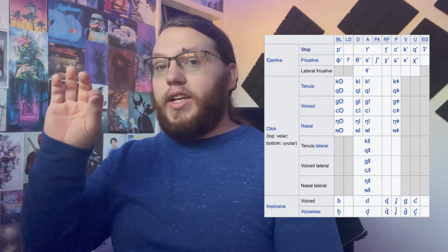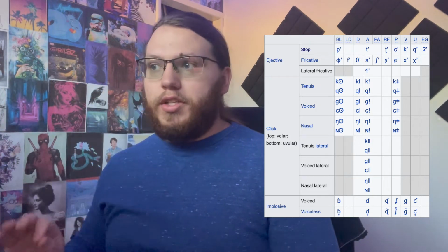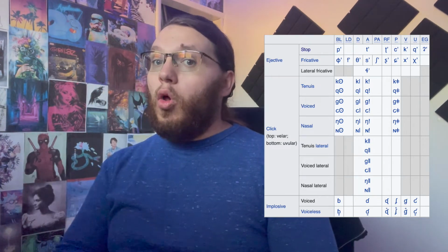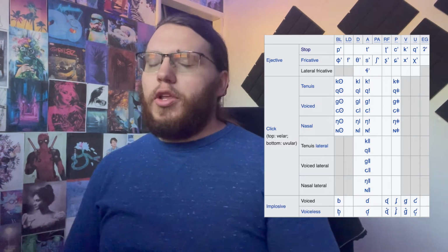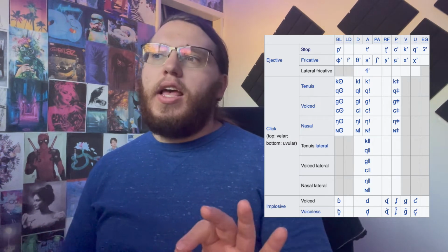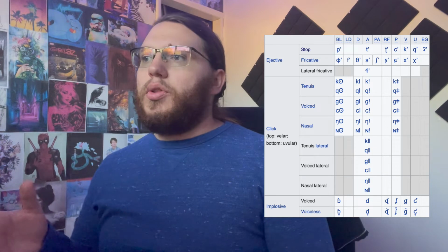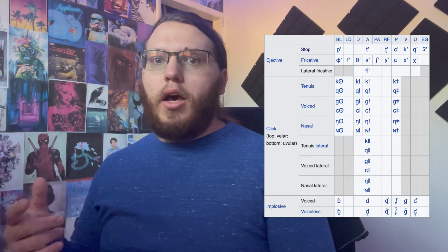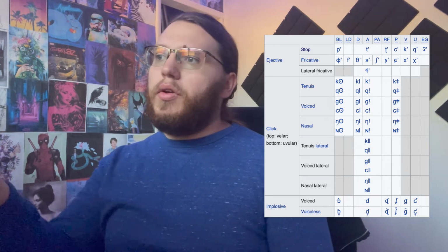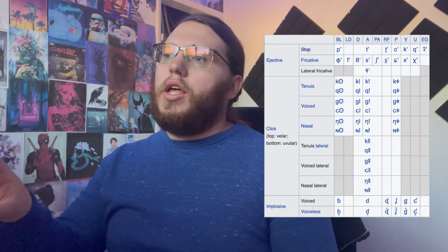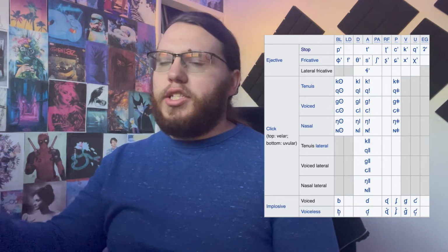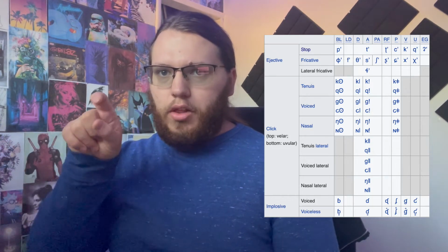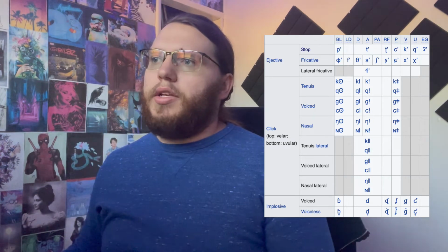So whereas ejectives are exclusively voiceless, implosives are almost exclusively voiced. You can have voiceless implosives though. So these sound like buh, duh, guh. And you can see they're represented by just taking the place of implosive articulation, adding a little curl to the top of the IPA symbol.